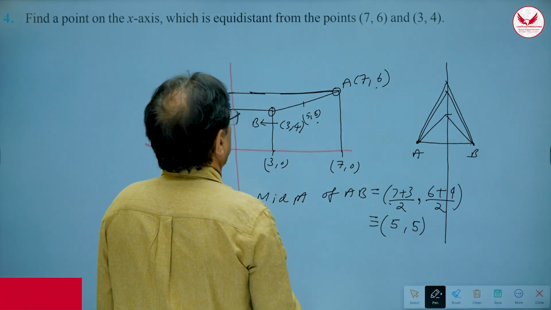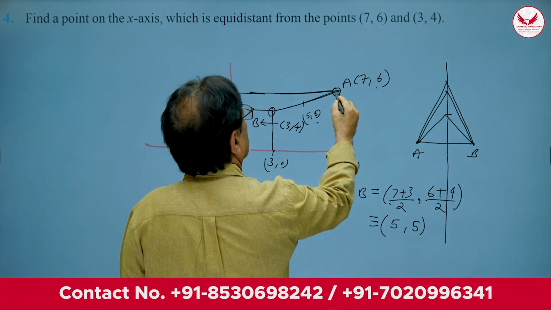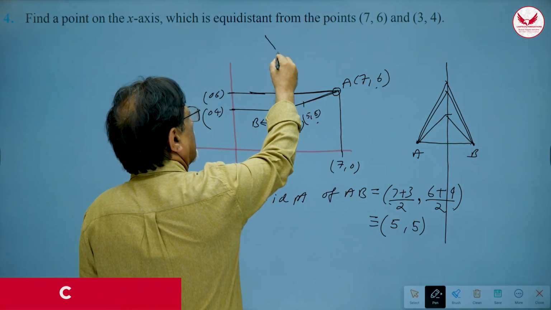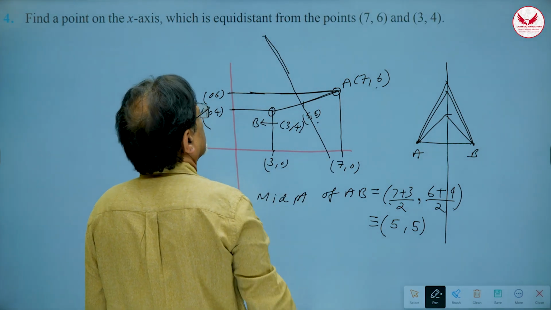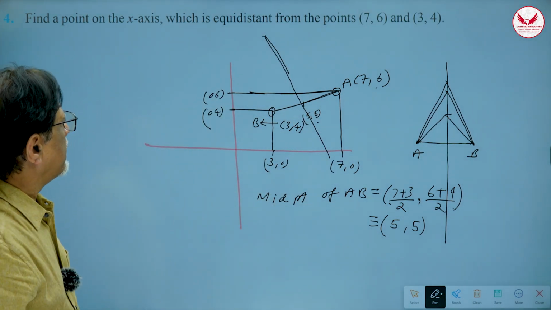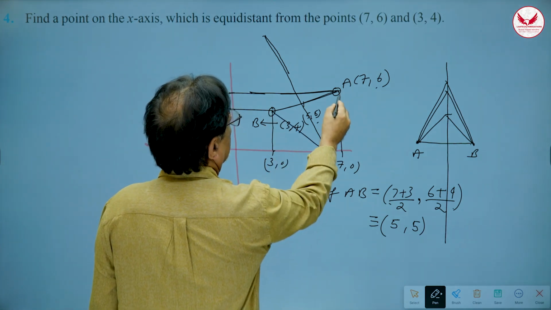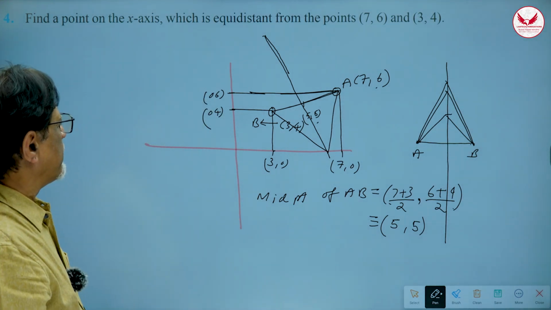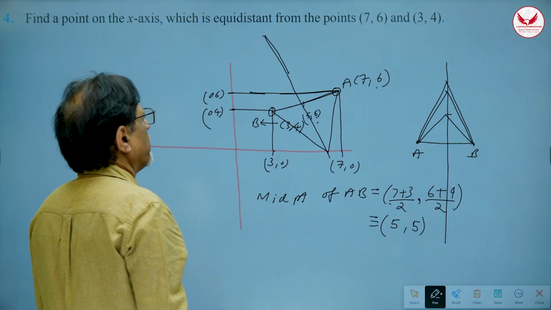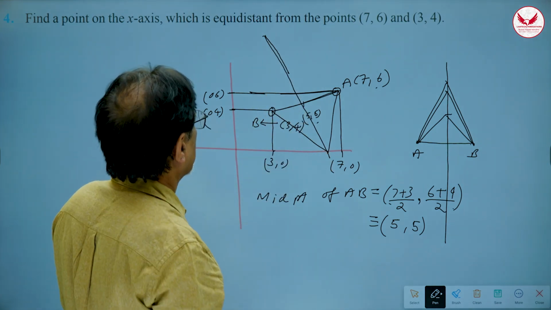Now I want a point on the x-axis. So I will have to draw a line which is perpendicular to AB like this. And this line has a property that every point on it will be equidistant from A and B, correct? So this distance will always be equal to this distance, right? So that point I want to find out. In order to find that point, I will have to find the slope of this perpendicular line.